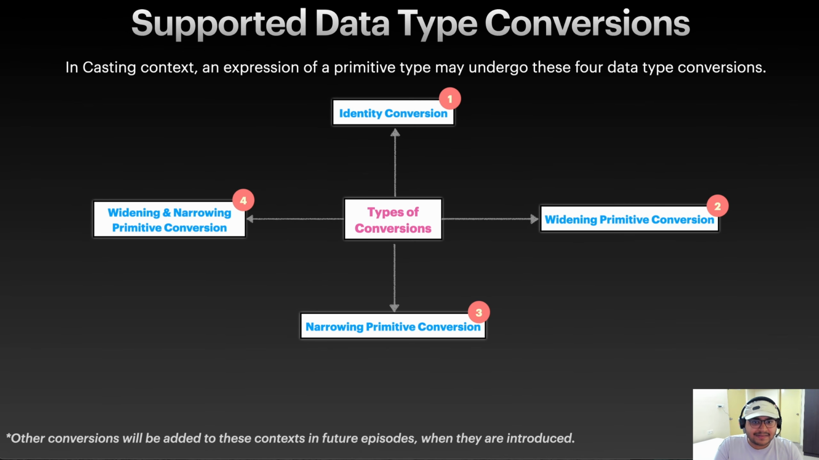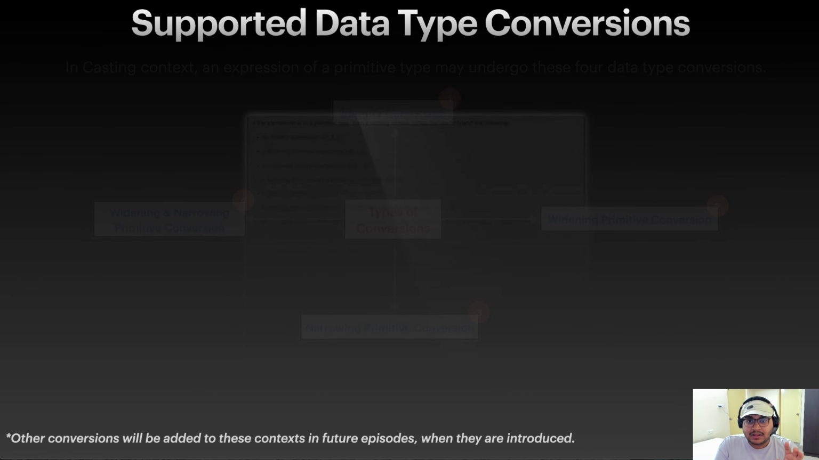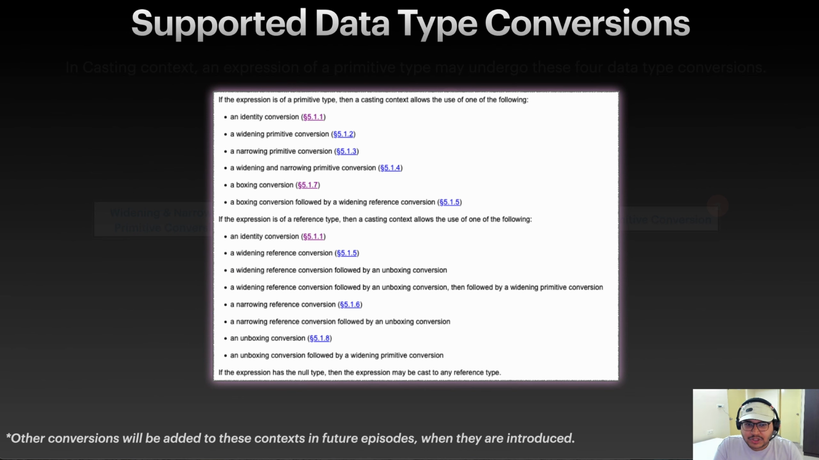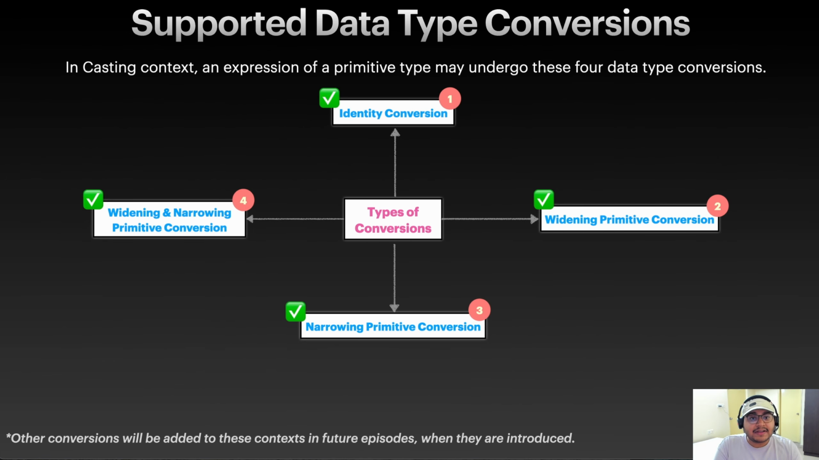In a casting context, an expression can go through any of these 4 data type conversions. You can see that with a green tick on top of all the boxes. There are a lot more conversions which casting context supports, as you can see in this particular image. But once again, keep in mind that for this episode, we are focusing on a narrowed version of data type conversions. The other conversions will be introduced and added to these contexts as we cover them in future episodes. So let's understand all of these 4 conversions with examples in casting context.